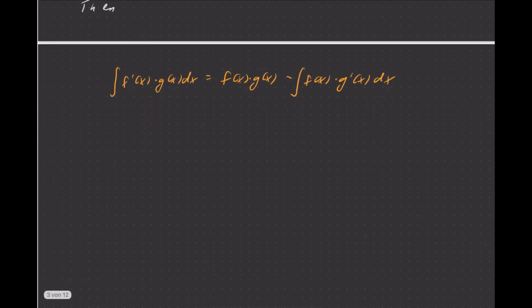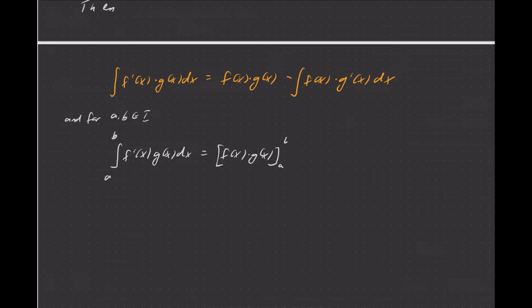And of course that can also be applied to integrals with bounds. So if we have a, b in that interval I, we get the corresponding rule. The integral of f prime times g from a to b is the same as the function f times g evaluated at these bounds, minus the integral of f times g prime, again from a to b.